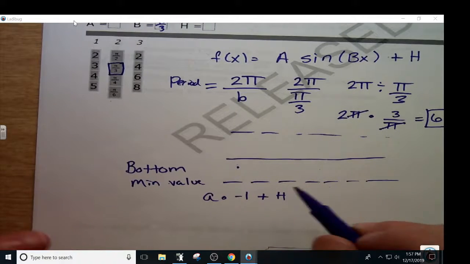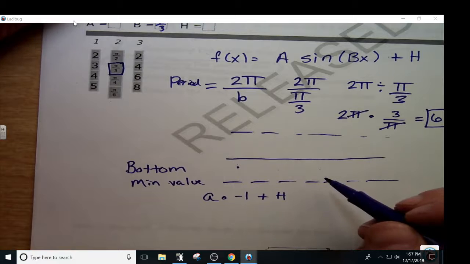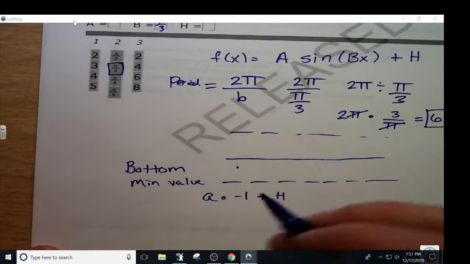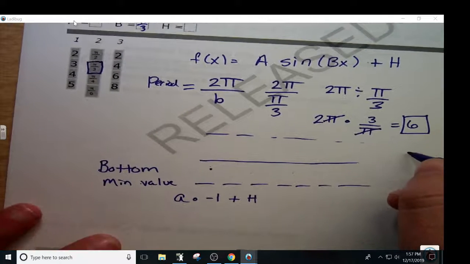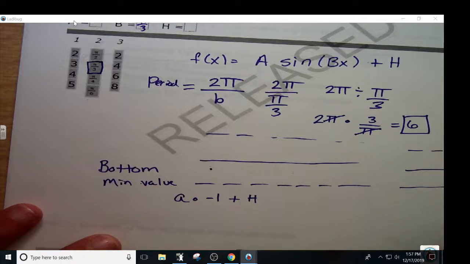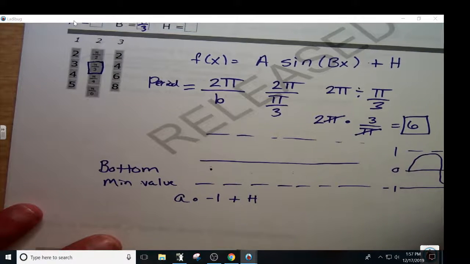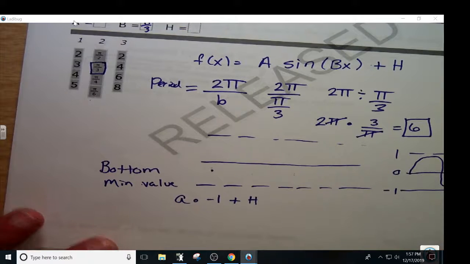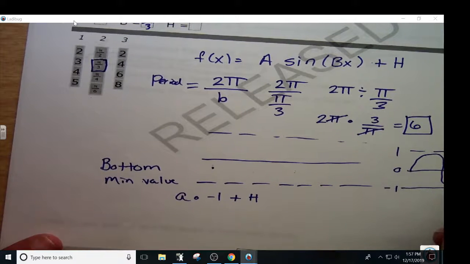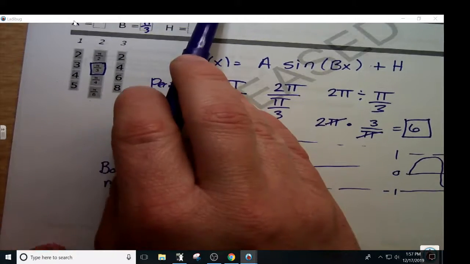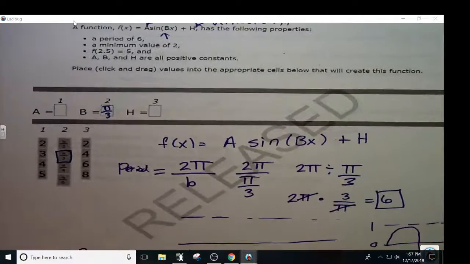All right, now if I have a minimum value of 2, think about this: a normal sine function oscillates between 1 and -1. This is 0, and it oscillates this way, touching your bottom. What we're trying to find, it's telling us our minimum value here is no longer -1. It's +2.